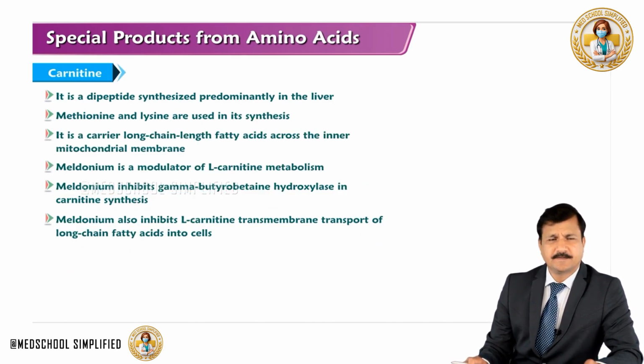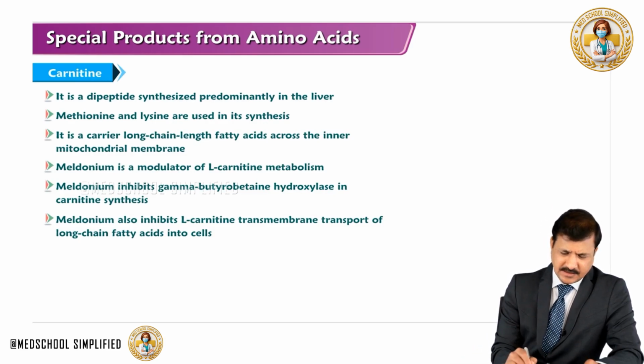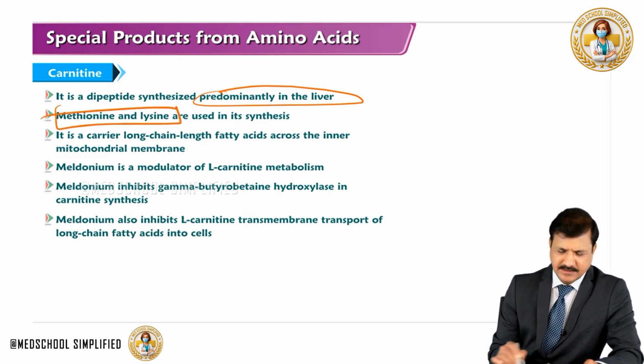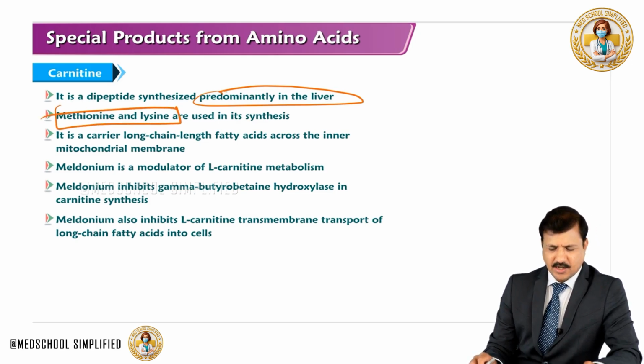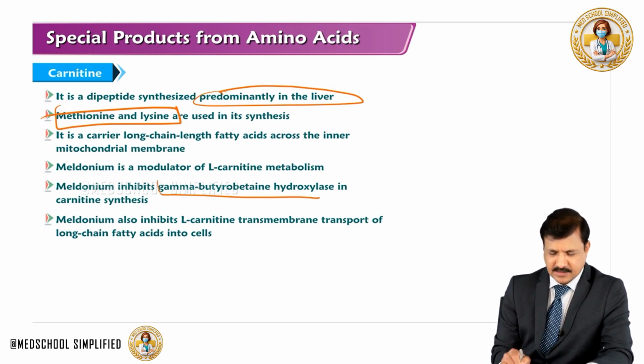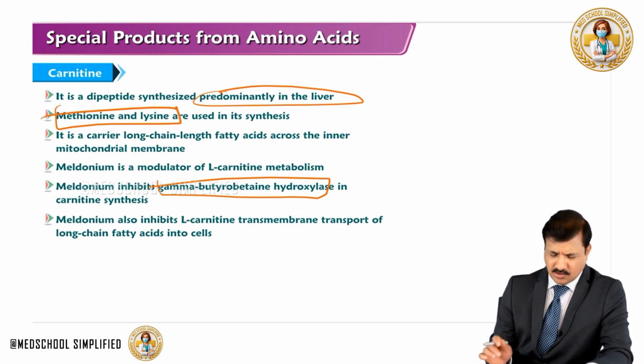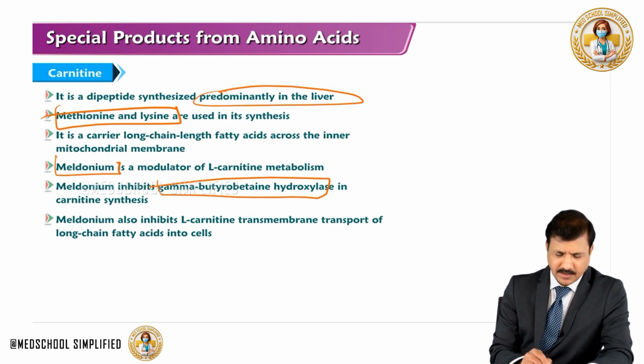Going to carnitine. Carnitine is a dipeptide synthesized predominantly in the liver by using methionine and lysine. And in the carnitine biosynthesis, there is an involvement of an enzyme called gamma-butyrobetaine hydroxylase. And this gamma-butyrobetaine hydroxylase is inhibited by a drug which is called meldonium.